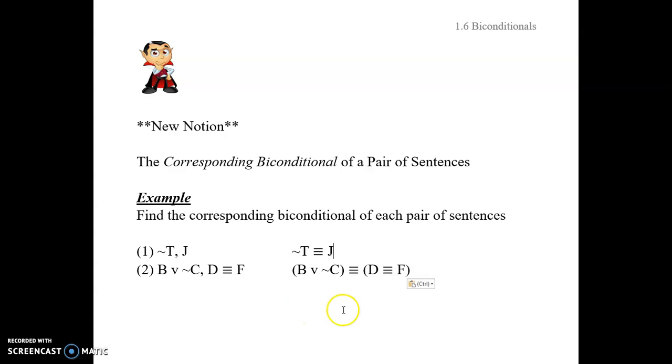In the next video, we're going to use this notion to define something really cool called material equivalence. So we'll see you on that.